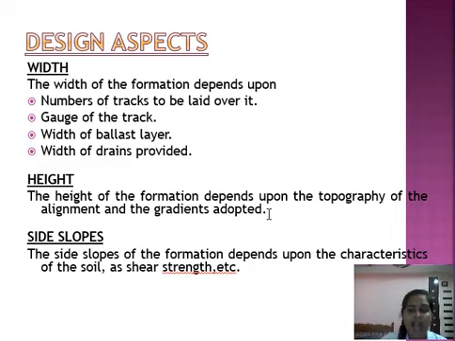Then what about height? The height of the formation depends upon the topography of the alignment and the gradients. Gradients means slope and topography means nature of the ground. The side slopes of the formation depend upon the characteristics of the soil as well as the shear strength of the soil.